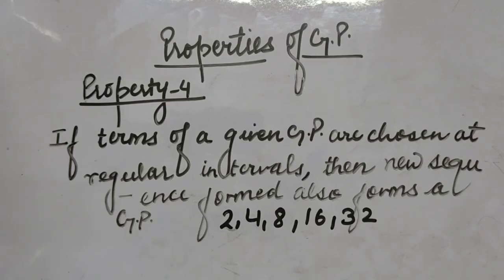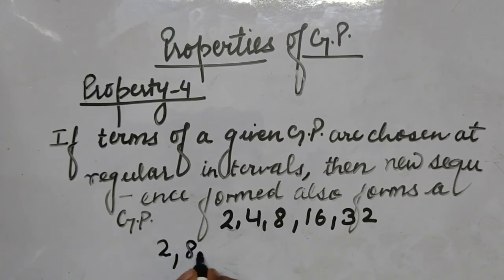Now what we will do here, we will choose the terms at regular intervals. It means we will skip one term in between and then we will take the next term. See how? Suppose I am taking 2. Okay, now I am skipping 4, I am taking 8. Now in the same way I have skipped 16, now I am taking 32. Now we have to see whether this is a GP or not. See here, how we'll come to know about it? By knowing about its common ratio. If it is same, then we will say it is a GP, otherwise no.